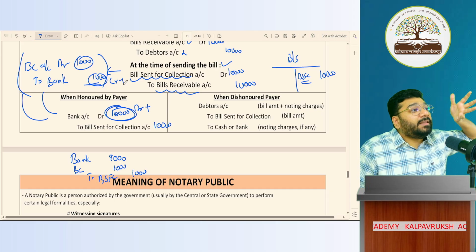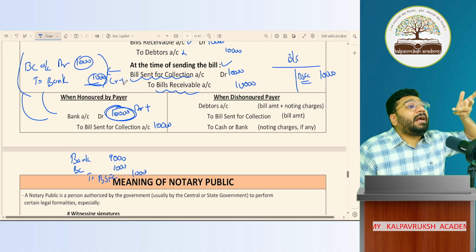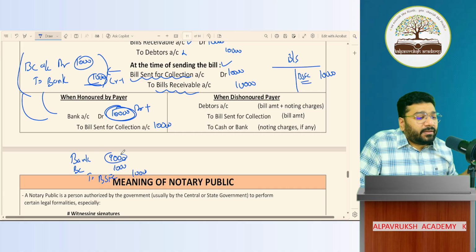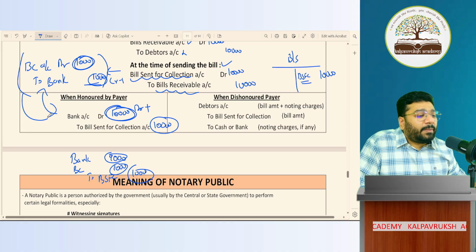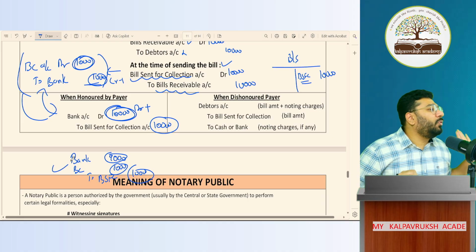So net, how much has come into your hand? How much money has come to your bank account in net? 9,000. Same thing here. Bank charges 1,000. Bill sent for collection, how much are you closing? Same 10,000. So these two are the separate entries and this is the combined entry. Both are allowed.